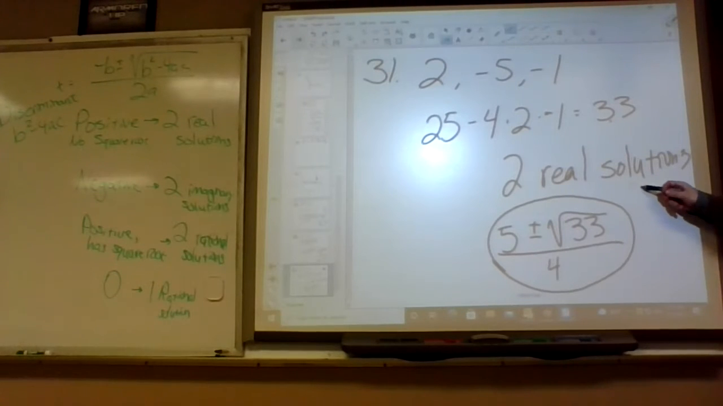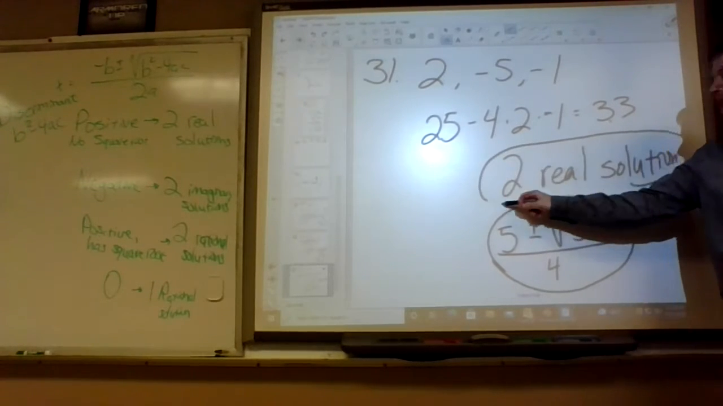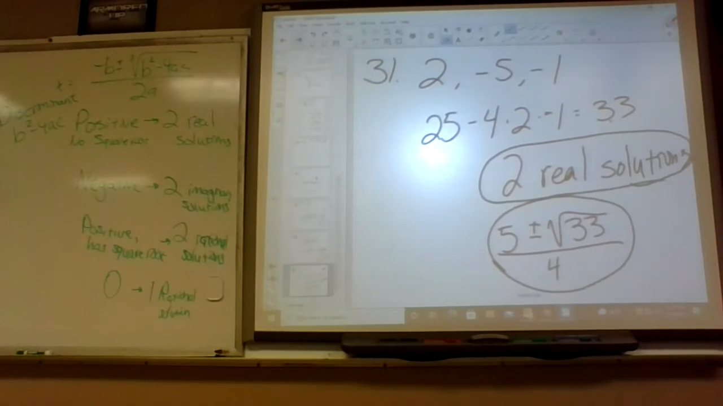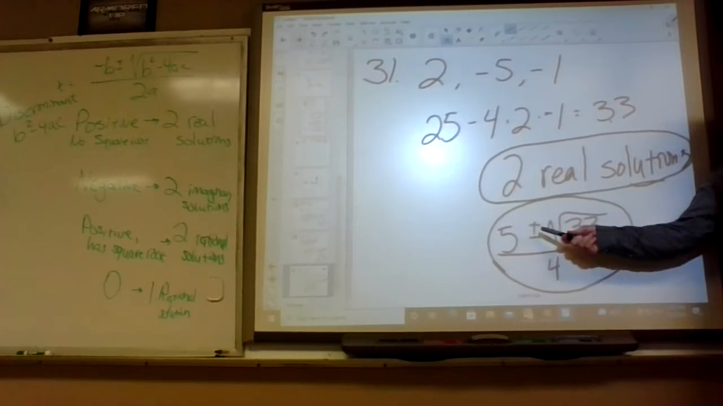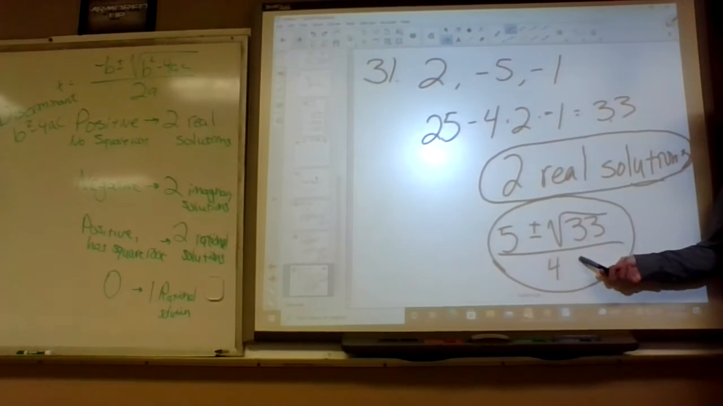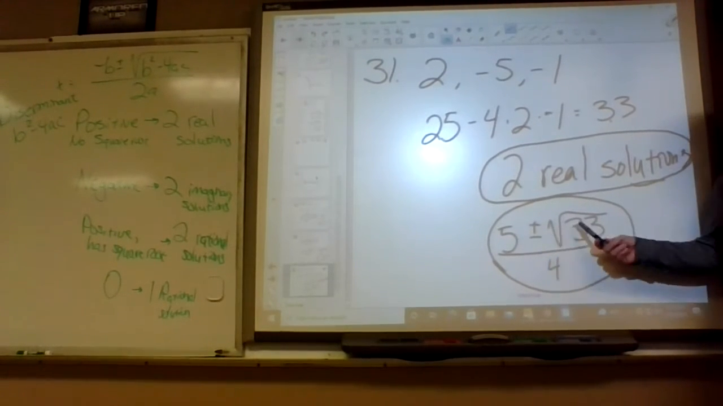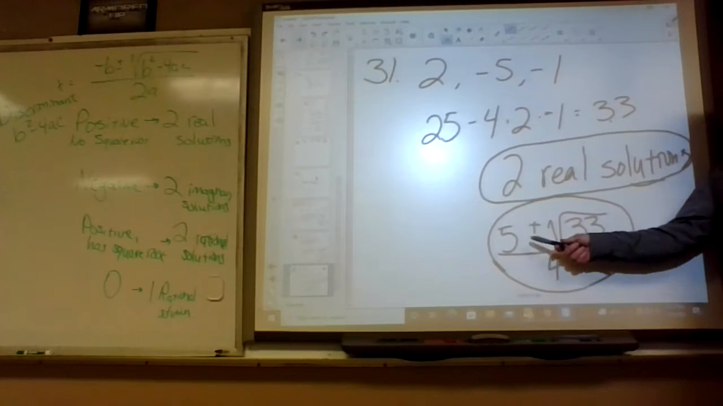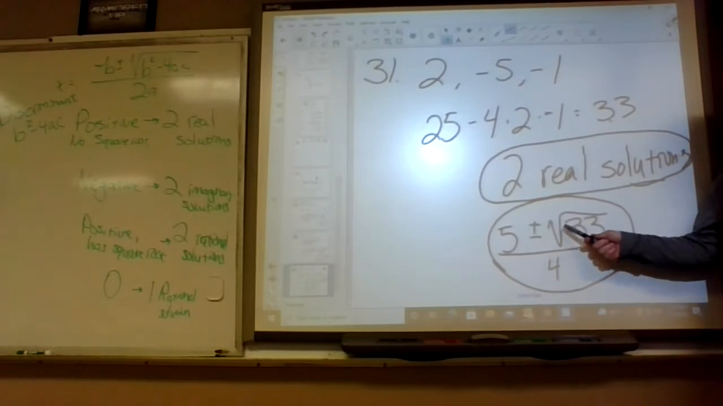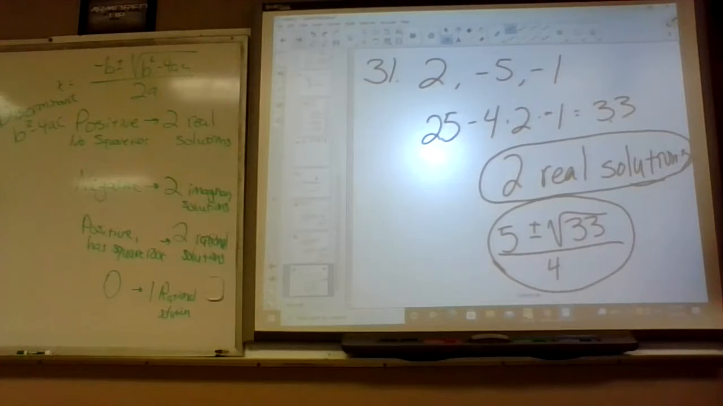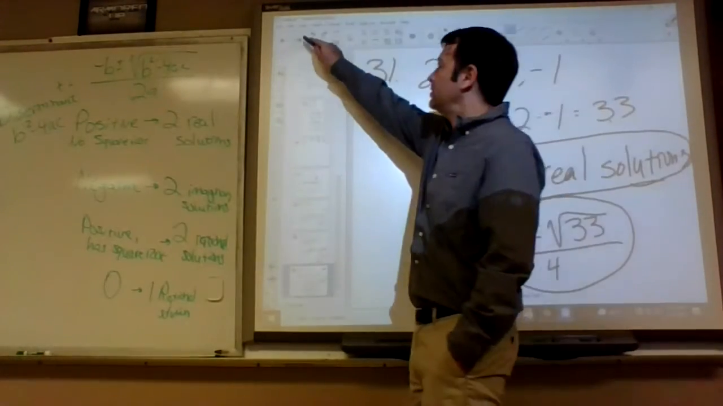So I guess both of these are the answer then. How is this two solutions? Plus or minus. Yeah, the plus makes one answer. You could turn these both into decimals if you wanted to. 5 plus square root of 33 divided by 4, that's an answer. 5 minus square root of 33 divided by 4, that would be your second answer. Two real solutions.